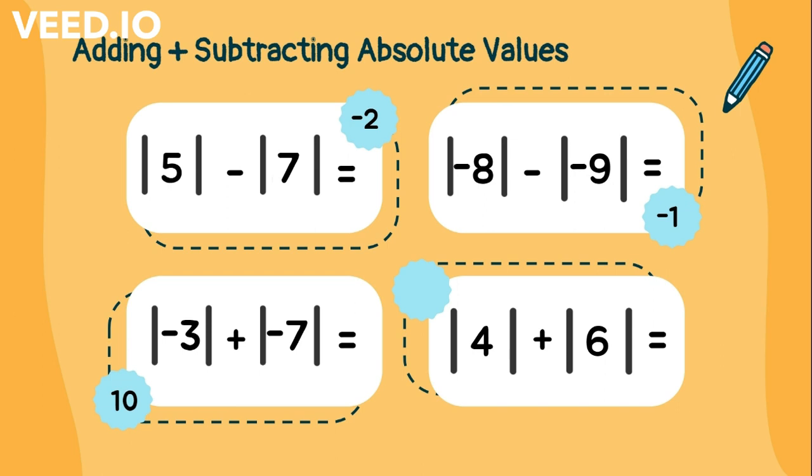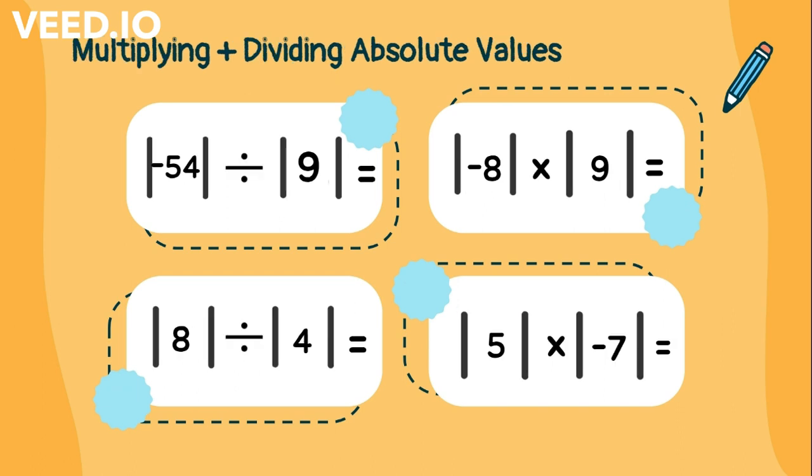The last question is the absolute value of 4 plus the absolute value of 6. This one is easy because they're both positive numbers. All you have to do is add them, and the answer is 10. Now I want you to try these 4 questions. They're all about multiplying and dividing absolute values.